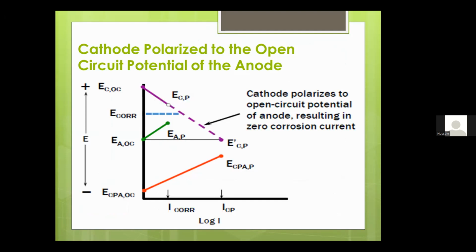As the cathode is polarized to the open circuit potential of the anode, here is a new anode, the cathodic protection anode. The cathode polarized to the open circuit potential of the anode, resulting in 0 corrosion current. Here, the corrosion current was this value. After applying cathodic protection, and the cathode reached the potential of the anode open circuit, there is no need for corrosion to happen, and this value is the cathodic protection current which is applied.